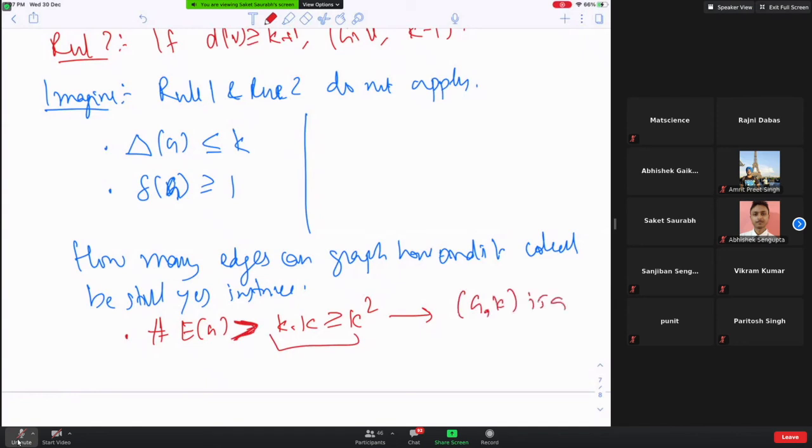no instance. Can you have a vertex cover of size at most k in a graph where every vertex has degree at most k and the number of edges is more than k square? Look, each vertex can cover only k edges, right? So look at your solution of size at most k. It covers every edge, but each vertex can only cover k edges. So if the total number of edges is more than k square, you can immediately say it's a no instance.